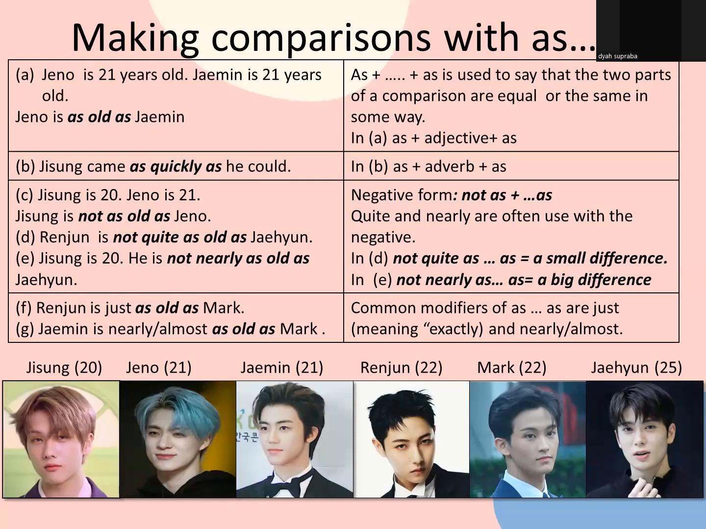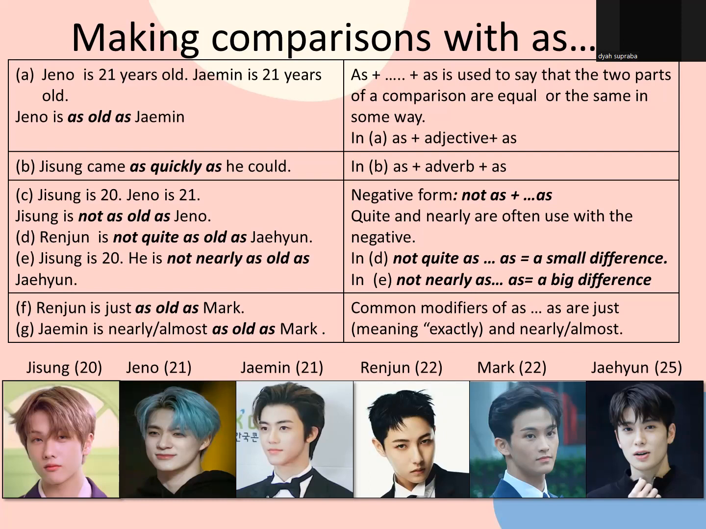The first example here, we are going to compare Jeno and Jamin. Jeno is 21 years old and Jamin is 21 years old. We can say Jeno is as old as Jamin. So in here we use as plus adjective as to say that two parts of the comparison are equal or the same in some way. In here it is about how old they are, about their age.